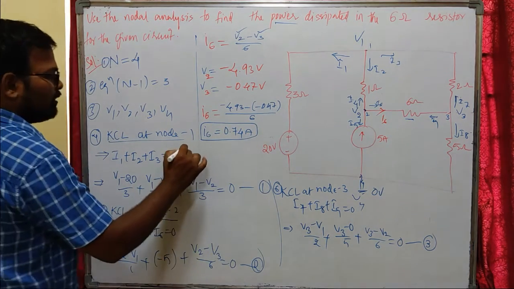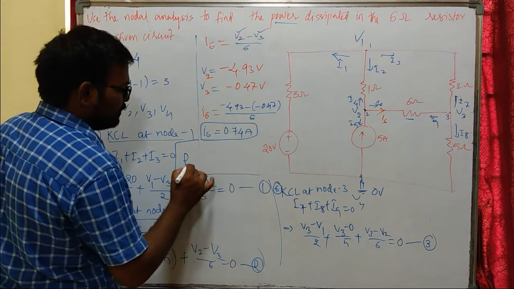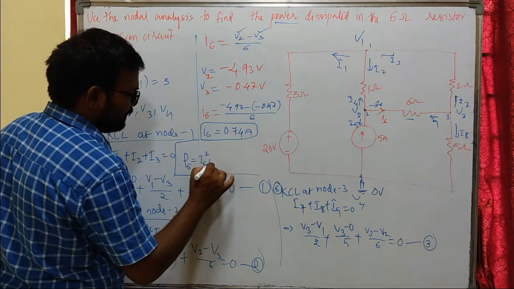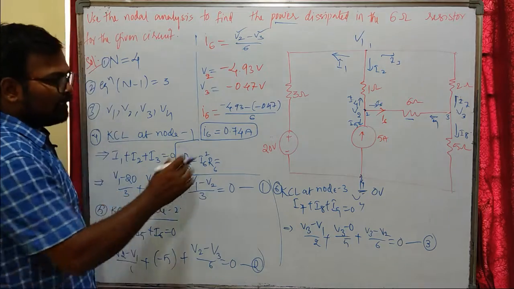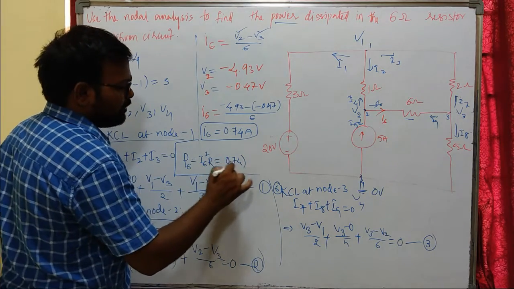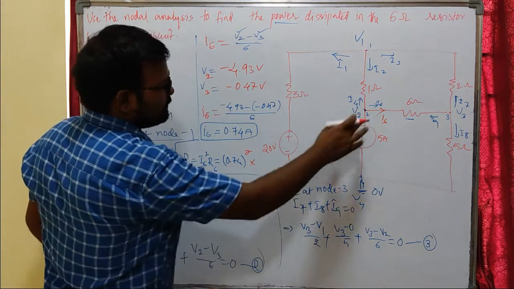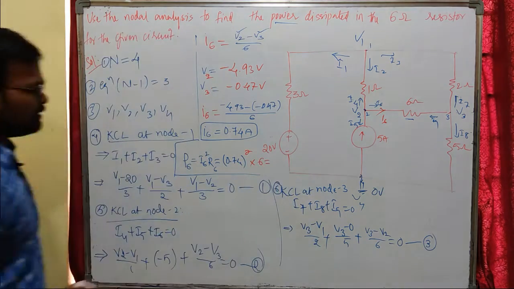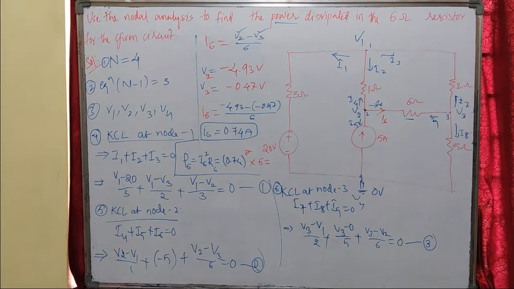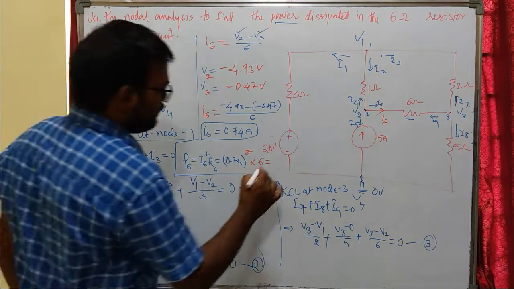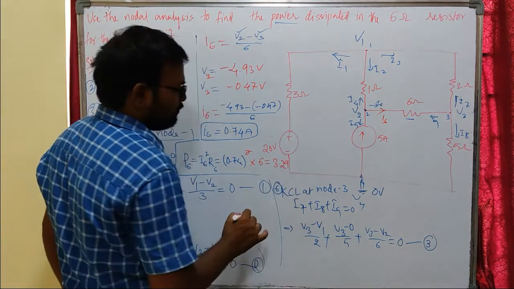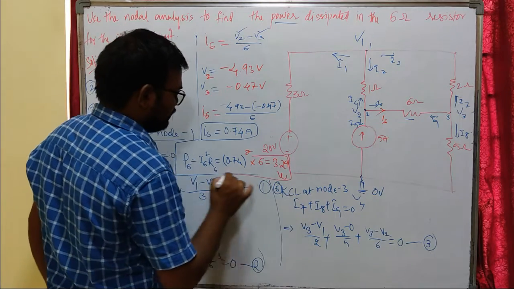So we are going to calculate the power across the 6 ohm resistor, which is I6 squared into R6. I6 is 0.74, we are going to square it, and R6 is 6 ohms. So the power dissipation across the 6 ohm resistor will be equal to 3.29 watts. What is the unit of power? That is watts. So 3.29 watts.